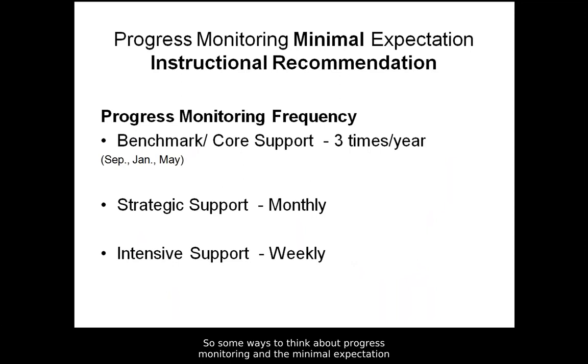So, some ways to think about progress monitoring, and the minimal expectation for instructional recommendations. This is the minimum progress monitoring you would think for any student. Any student. The progress monitoring frequency for those benchmarks, that core general education curriculum: kids are usually monitored 3 times a year. Teachers usually do some assessments in September, then there's the end of semester in January, and then the end of semester in May. So all students are measured by those 3 measures.